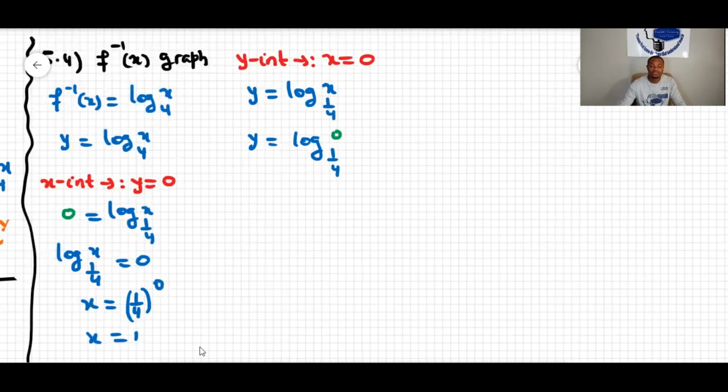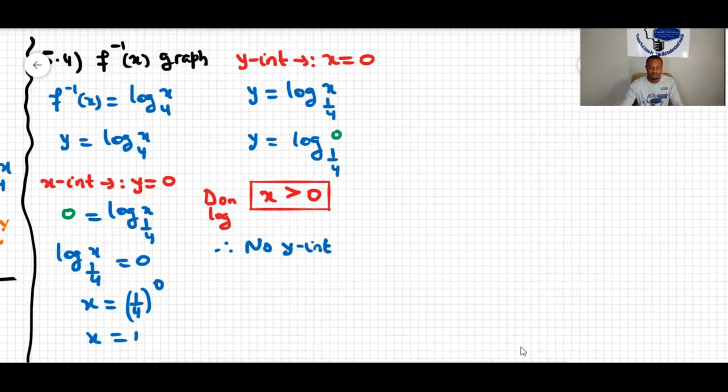Now, it is important to note that the log function cannot accept values that are 0 or less than 0. So logs can only take values of x that are more than 0, okay? That's the definition, the domain of the log function. Logs don't accept values that are 0 or less. You can press it on the calculator, you're going to get an error. So there is no x, therefore there is no y-intercept.